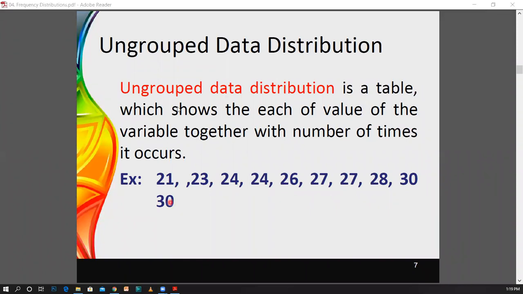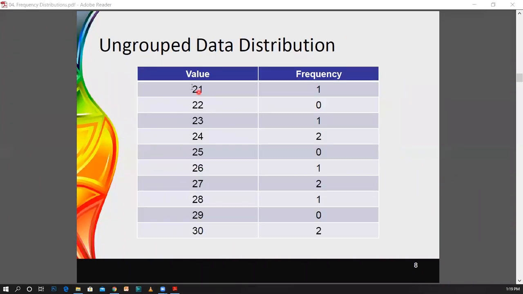Here, I am just writing all the values from 21 to 30, with one step. This means 21, 22, 23, 24. For each one step, we have these values. And then in the next column, we can include the frequency for the observed value.